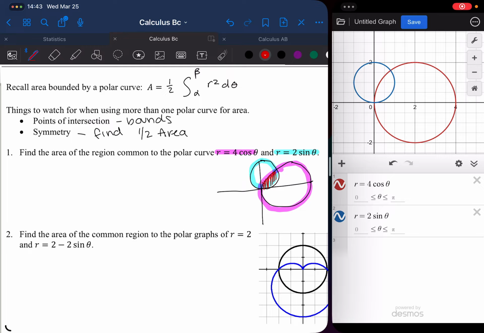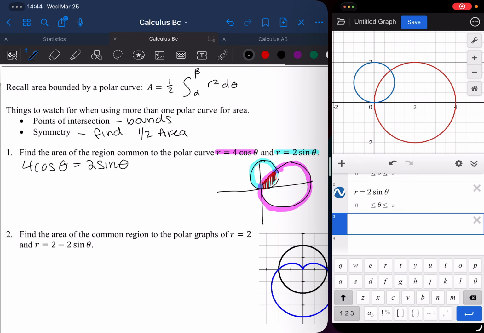So in order to do that, the very first thing we do after we graph everything is we need to set these two polar curves equal to each other to find what theta is equal to. So we have 4 cosine of theta is equal to 2 sine of theta. So on Desmos, just replace the equal sign with a tilde or that squiggle. So 4 cosine theta, then tilde, 2 sine theta.